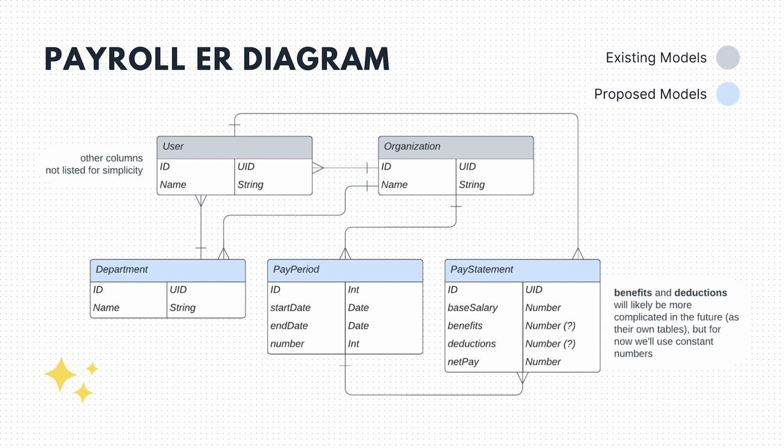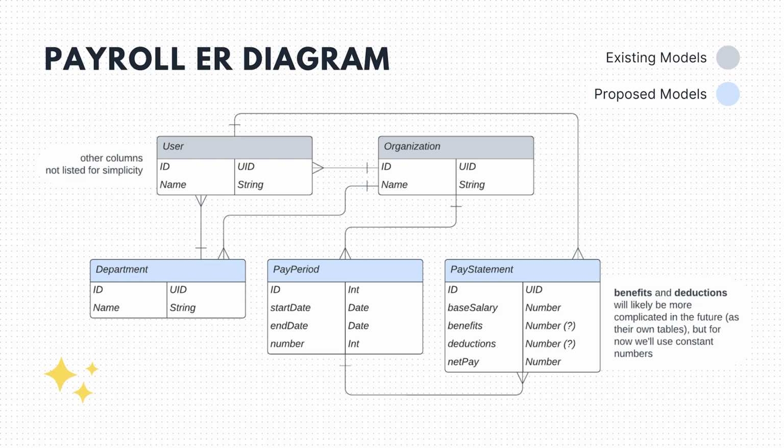The department model is quite easy. It consists of an ID and a name. Each department will have 1 or more employees, but will belong to only one organization. The pay period model consists of an ID, start and end dates, and the period number. Each organization will have many pay periods, and there will be many pay statements for each pay period.